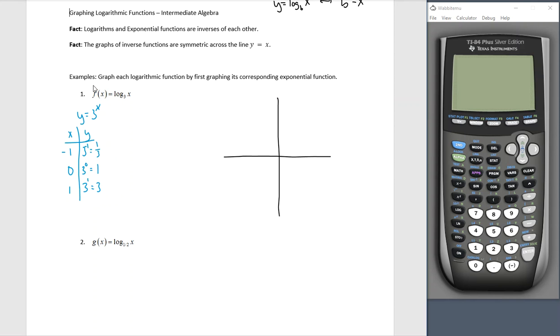Okay, so it looks like we need to get to 3. Let's label these here. It's -1, -2, -3. Same in the positive direction.